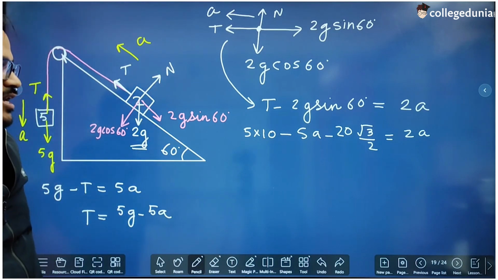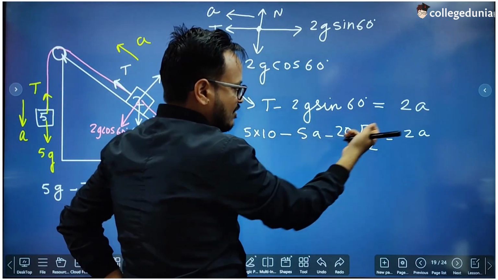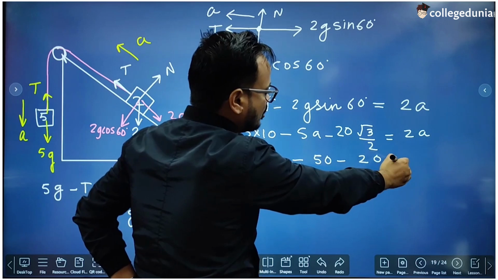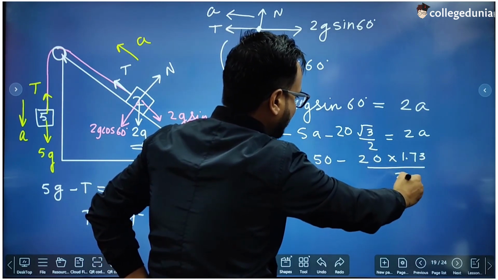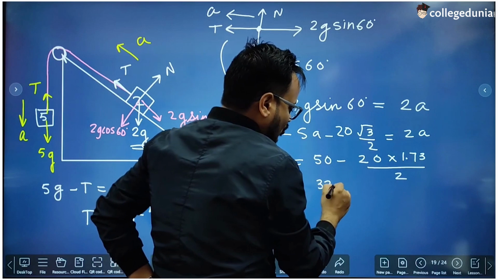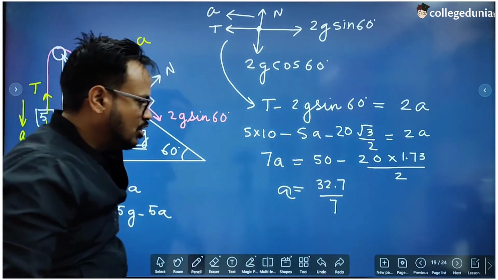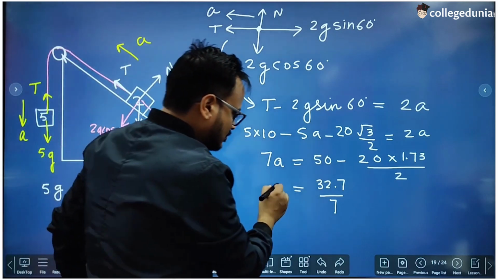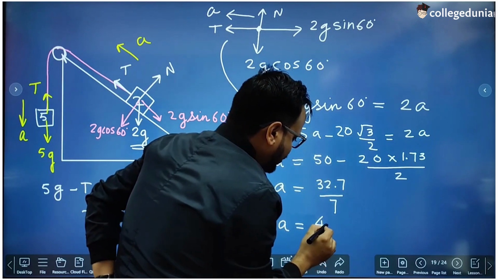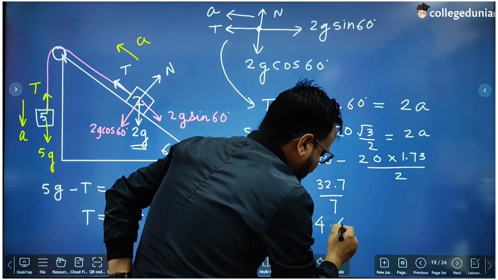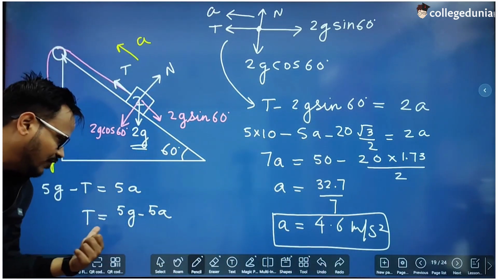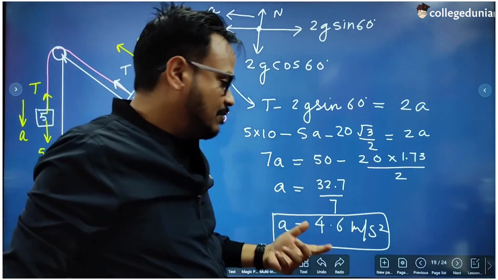So by solving this, we can get the value of a. 5a plus 2a is 7a, and this is 50 minus 20 into root 3 by 2. Root 3 is 1.73. 10 into 1.73 is 17.3. 50 minus 17.3 is 32.7 divided by 7. So this is the value of a, which is approximately 4.6 meter per second square. And by putting this value here, you can find the value of T. So this is how you will do inclined plane questions.